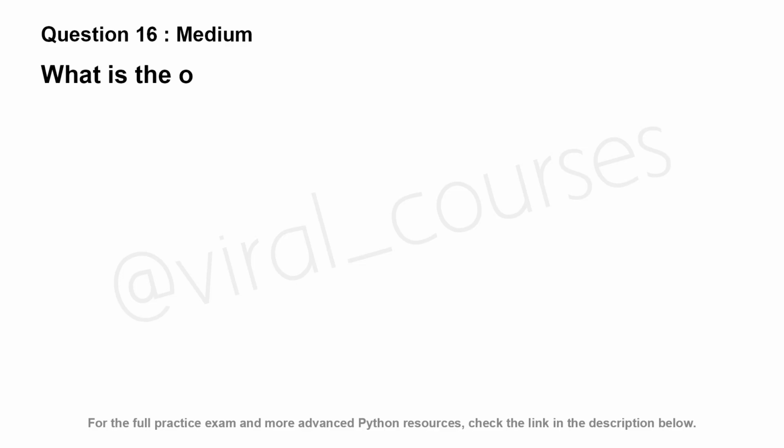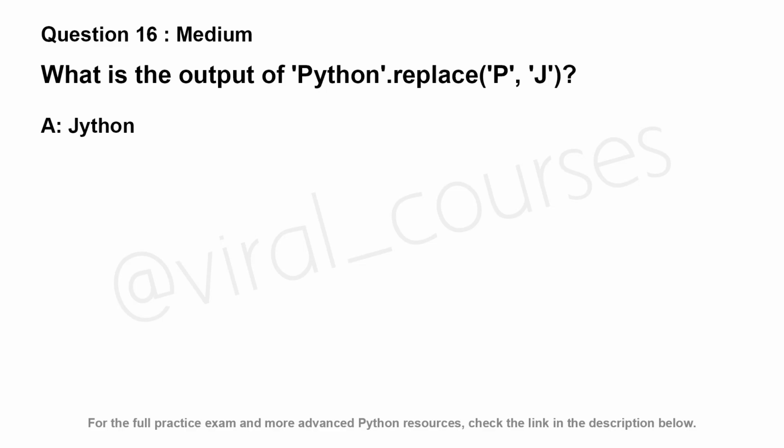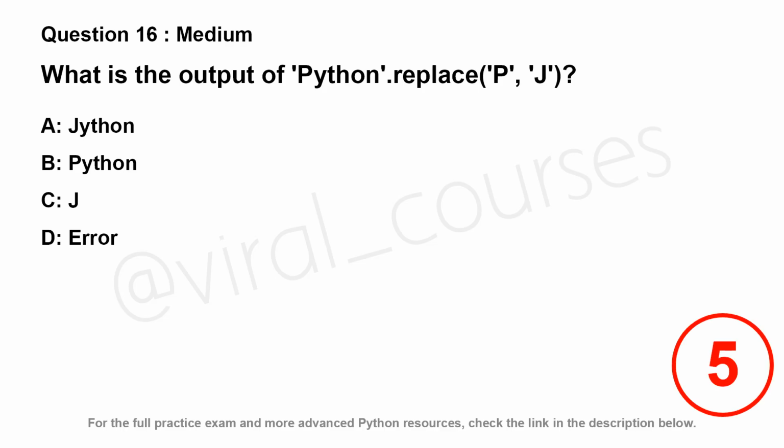What is the output of "Python".replace('P','J')? Option A, Jython. Option B, Python. Option C, J. Option D, error.